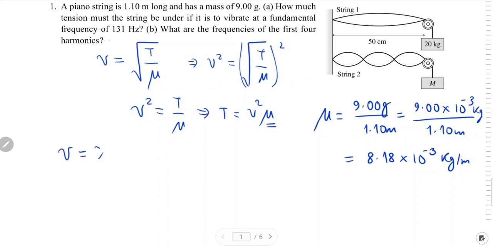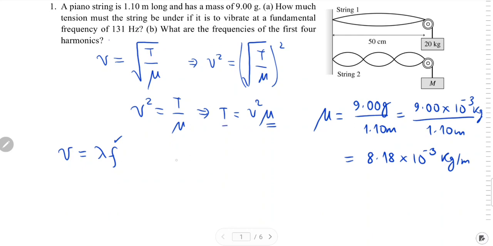So V is lambda times F. We need to find lambda because we are given F. So once we know lambda, we can find the velocity, and with velocity we can find the tension.